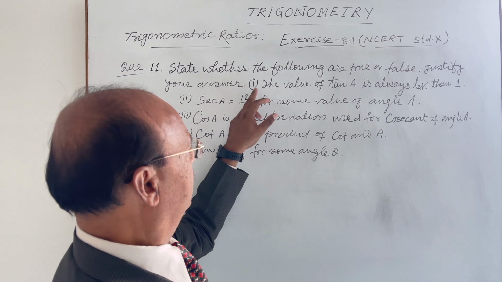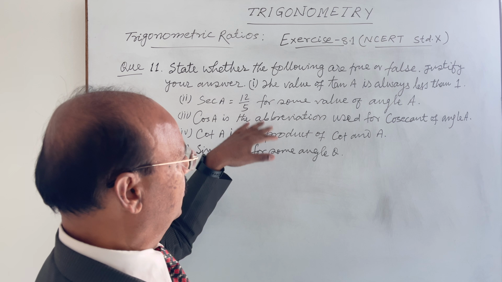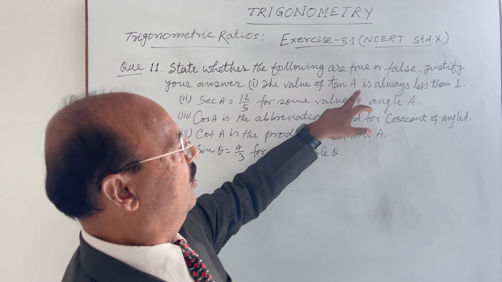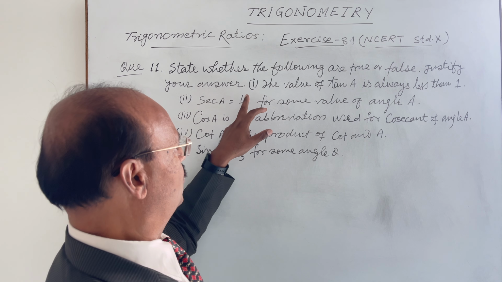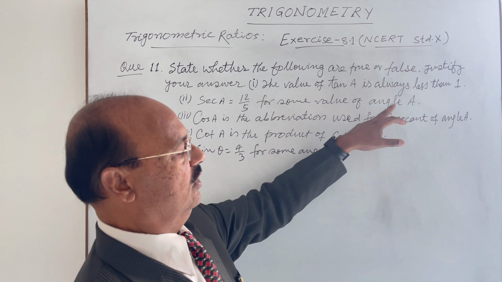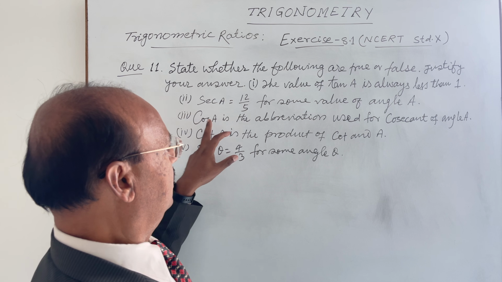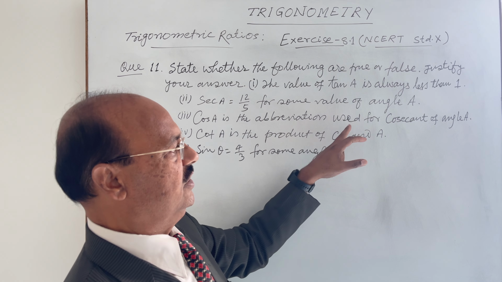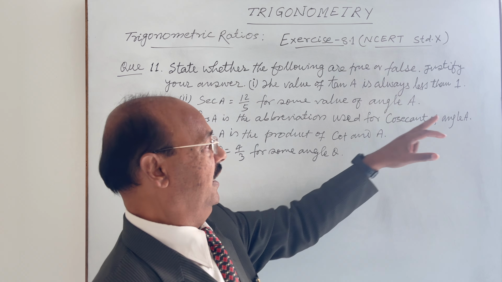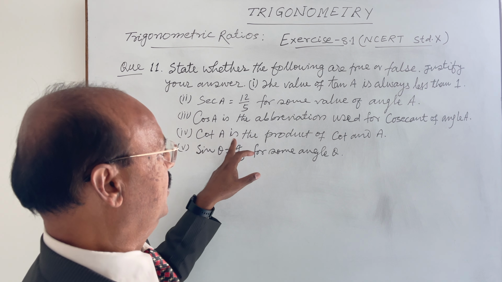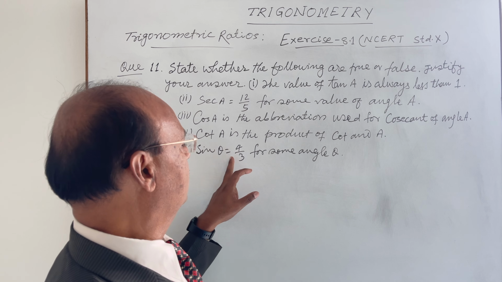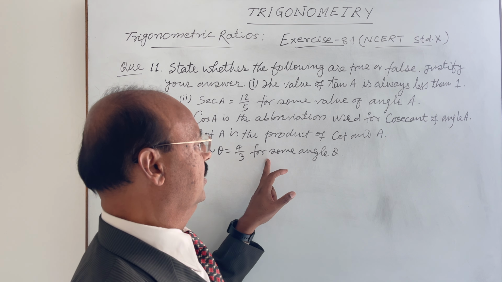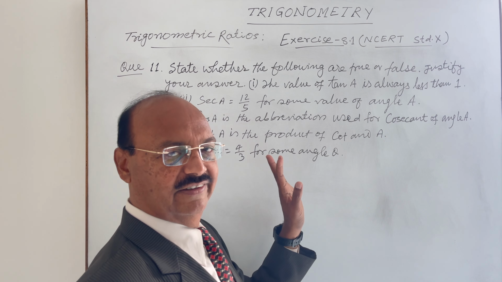Justify your answer. There are 5 parts of the question here. First, the value of tan A is always less than 1. Second, sec A is 12 by 5 for some value of angle A. Third, cos A is the abbreviation used for cosecant of angle A. Fourth, cot A is the product of cot and A. And fifth, sin theta is equal to 4 by 3 for some angle theta.